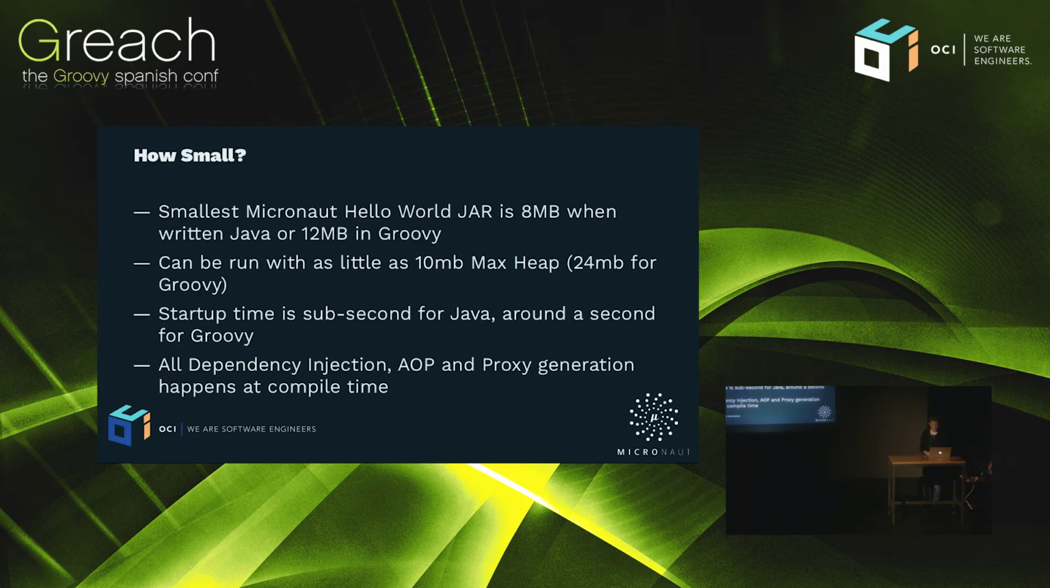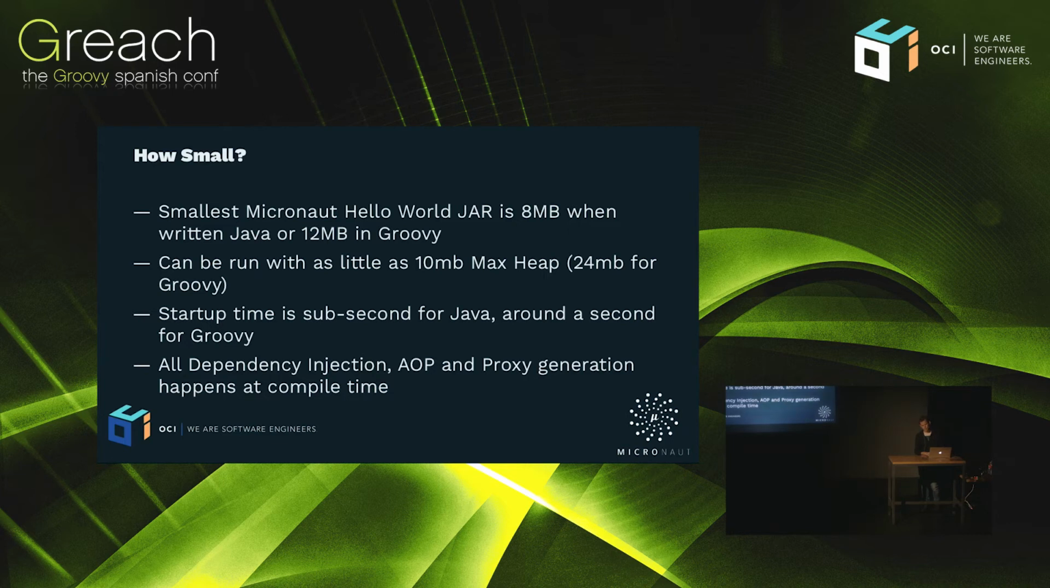So how small is Micronaut? Well, the smallest Hello World jar written in Java of a Micronaut application is 8 megabytes. So no more producing 35, 40 megabyte Spring Grails applications for your microservice infrastructure. They're slightly larger when written in Groovy because Groovy has a jar file that weighs in at 4 megabytes, so not really surprising there. You can run a Micronaut microservice with as little as 10 megabyte max heap. Now, it is literally impossible to run a Grails or Spring application with 10 megabyte max heap.